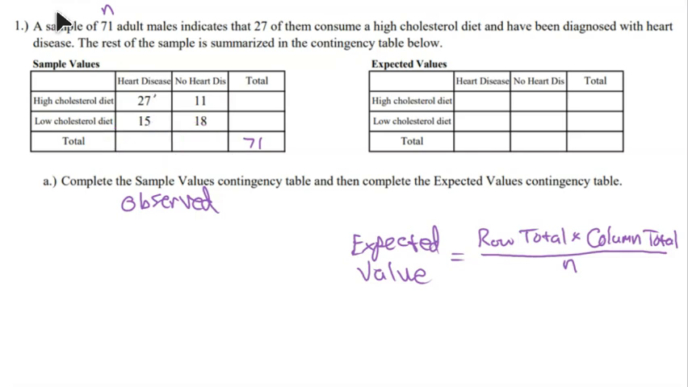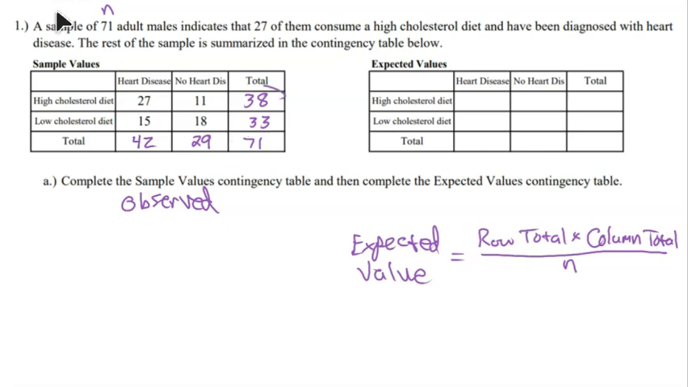So this will be the total for this column. This will be the total for this column. So 27 plus 15 is 42, and 11 plus 18 is 29. Now we need our row totals. So we add up the row and put the total here. 27 plus 11 is 38, put that here, and then 15 plus 18, that's 33. And 38 plus 33, that's 71. And 42 plus 29, that's also 71.